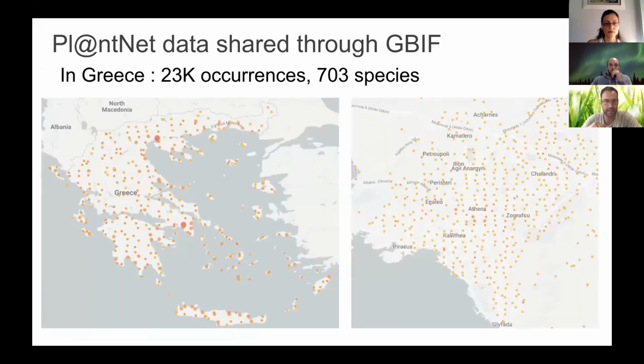So these are the occurrences in Greece. I think Pierre already showed them. Here it's only the PlantNet part of this. It's around 23,000 occurrences, but only 700 species. If you remember, Pierre told about several thousands of species in Greece. So far in PlantNet, we are only collecting 700 species in Greece. That does not mean that all other species cannot be identified, because some of them are also present in other countries. But it means that in terms of monitoring the species in Greece, we only have this part of species that are represented in the data.